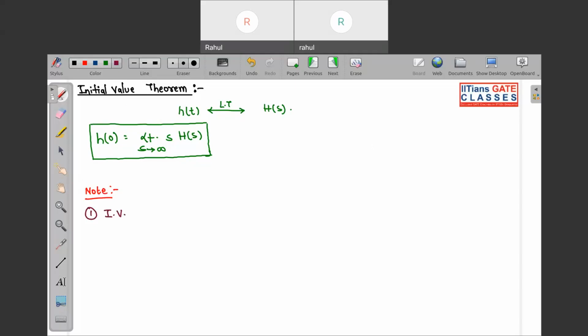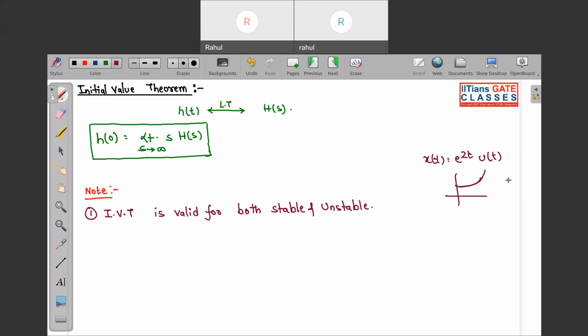Initial value theorem is valid for both stable and unstable signals, because both will have an initial value. One example of an unstable signal is e to the power 2t u(t). This is an unstable signal because its graph looks like this, but still it has an initial value of 1.